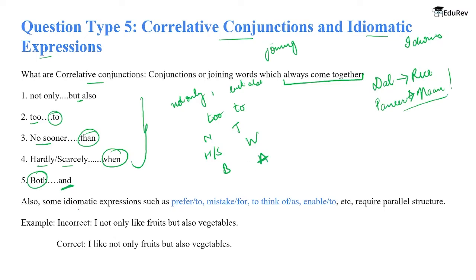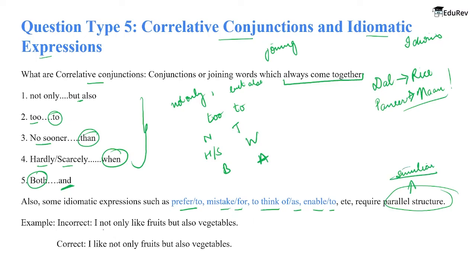Also, some idiomatic expressions such as prefer to, mistake for, to think of as, enable to, etc. They also require parallel structure. We know that the elements of the statement should be similar. So this is what we talk about. Let us take an example.